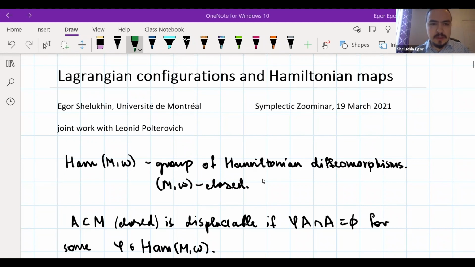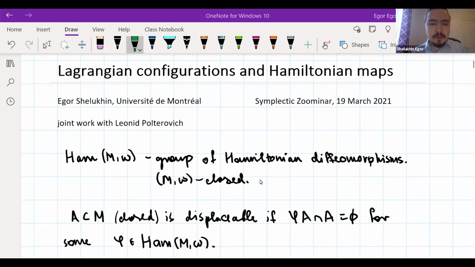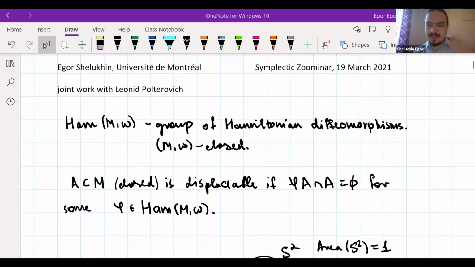Okay, so I will talk about joint work with Leonid Polterovich. This is about, after all, the group of Hamiltonian diffeomorphisms Ham(M, ω) of a closed symplectic manifold (M, ω). And to start with, let me define a displaceable set. A closed subset of M is displaceable if there is a Hamiltonian diffeomorphism that displaces it from itself.